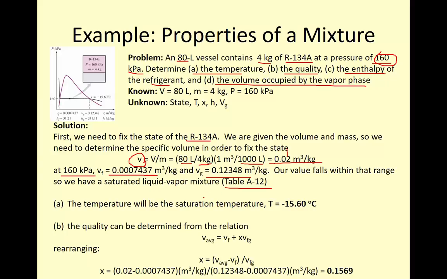The quality, again, can be determined from this relationship. So this is V average minus V sub F divided by V sub FG. And again, quality is a unitless term. So we find our quality to be 0.1569. In other words, that means 15.7% of the mass has been vaporized.